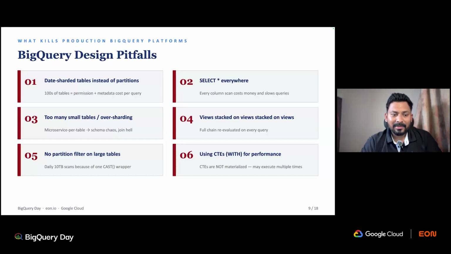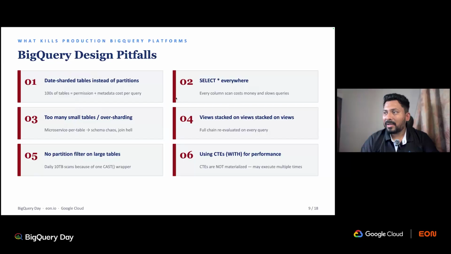Let's say the date sharded table. For example, instead of partitioning, people also design tables this way: let's say sales, then today's date underscore 2025, then tomorrow's date underscore 2026, and this kind of date-based sharded table. In that case, it's going to cost you more. It still requires a lot of permissions and metadata, and a lot of operational overhead. So instead of maintaining hundreds of tables, always use a partitioned table instead of a sharded table.